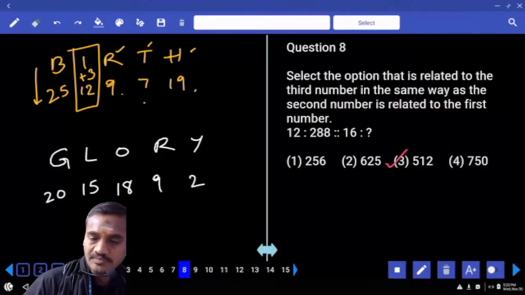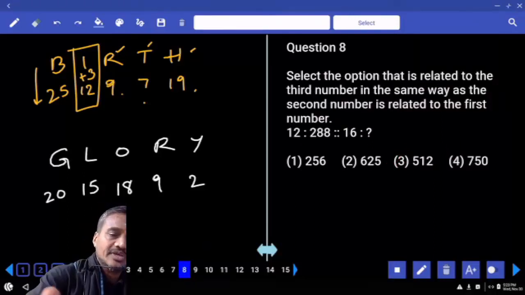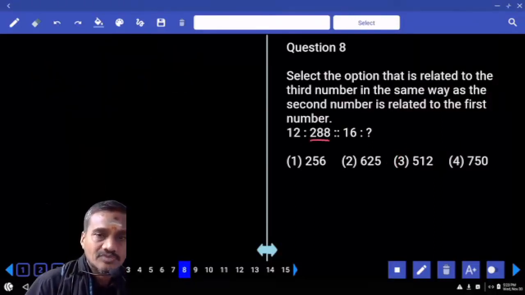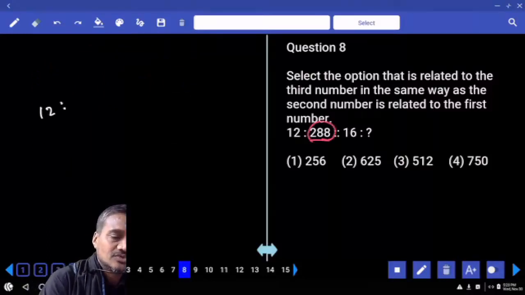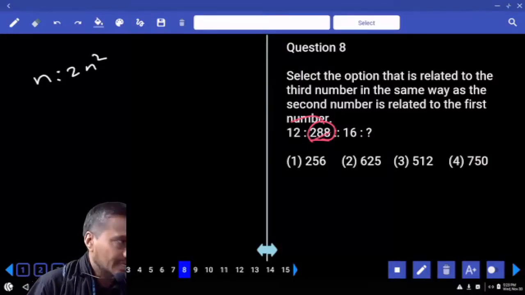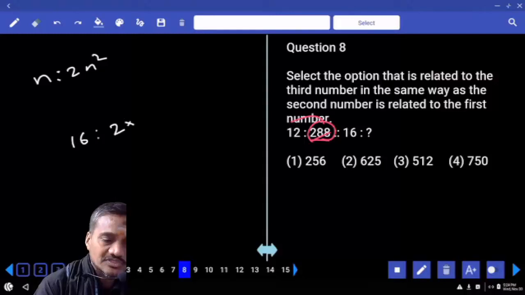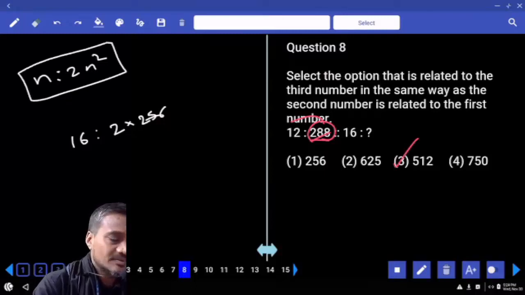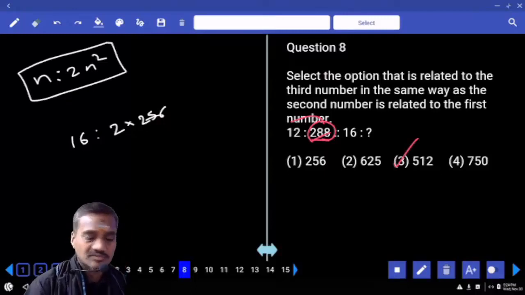Then the 8th one. Now 12. 288 can be written as 12 into 24, or n and 2n square. Now what is n here? 12. 12 square is 144, into 2, 288. And similarly 16. 16 square, 256. 2 into 256, 512, choice 3. Now this is the other form, n and 2n square. 512, choice 3, question number 8.